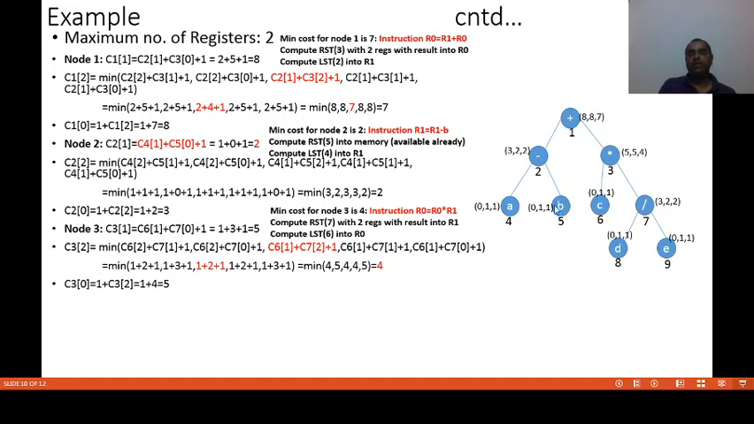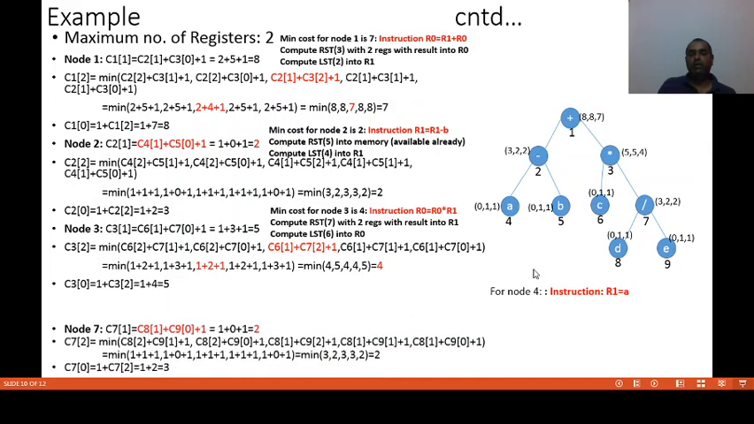B is in memory. And compute right subtree 5, this one, into memory. It will be computed into memory, because I am using 0 registers here. And compute left subtree 4 into R1. Now, for node 4, the instruction will be R1 equal to A. I am using only 1 register here. You can see here left subtree 4 will be evaluated into R1. So I am writing here R1 will be assigned the value of A.